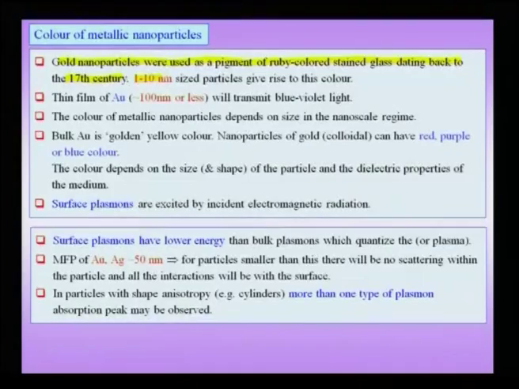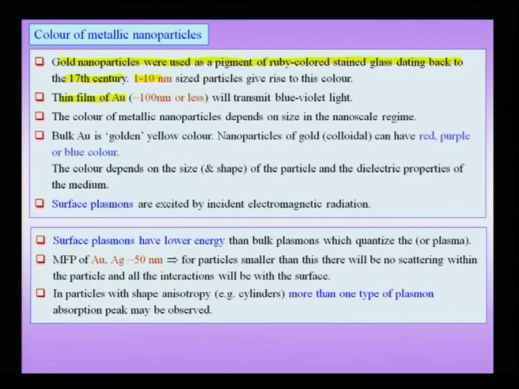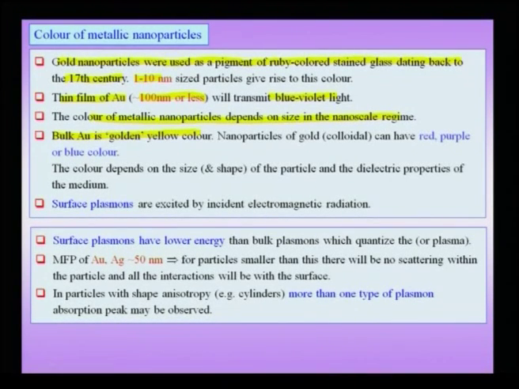We had also pointed out that the surface plasmons are transverse in nature as compared to the bulk plasmons, which are longitudinal in character. Now, we already noted that thin films of gold can be partially transparent, at about 1000 nanometers or less, and they will essentially transmit blue violet light. Now, the color of these metallic nanoparticles depends on the size in the nanoscale regime, but again, we have to see larger size changes to see the change in color. Bulk gold is yellow in color, while nanoparticles of gold can have red, purple or blue color. So, there is again a possibility of tuning the color of these gold nanoparticles by changing the size.